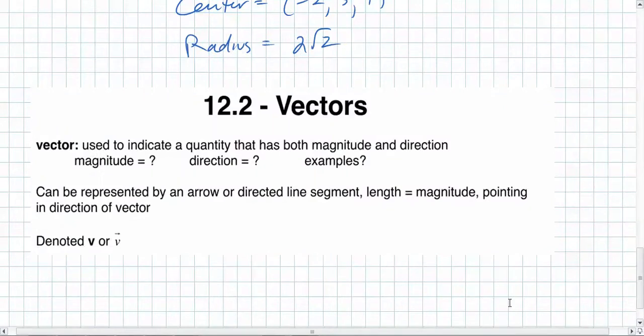The vector was used to indicate a quantity that has magnitude and direction. How would you describe the magnitude of a vector? Size, length, and direction tells you where you're pointing it, right? So 2, 2, 2 is the same direction as 3, 3, 3, but do they have the same magnitude? No. It's like a car. 2 cars can be driving on the same road, going in the same direction, and one can be going much faster than the other. So their velocity vectors will be going in the same direction, but they will be much different in size. One will be larger than the other.